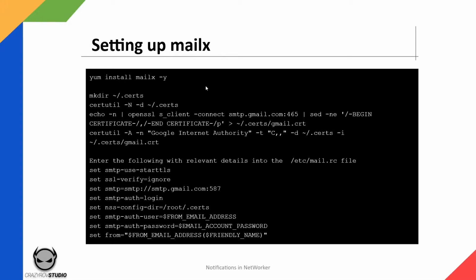So the procedure is pretty simple. You install mailx if it is not installed yet. Generally CentOS comes with mailx, but in case it is not, then you go ahead and install mailx. Next is to create the certificates that we need to use when we are sending or forwarding the emails to the SMTP relay for Gmail. You might notice that I have kept these under .certs gmail.crt.